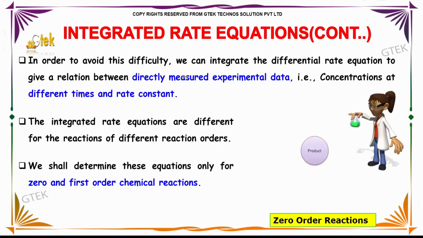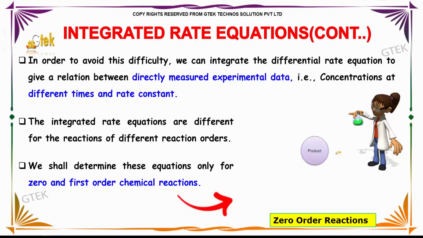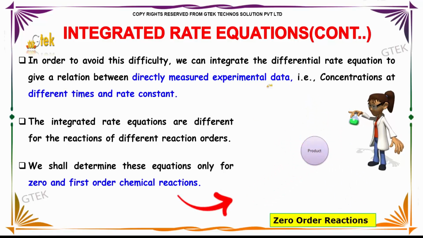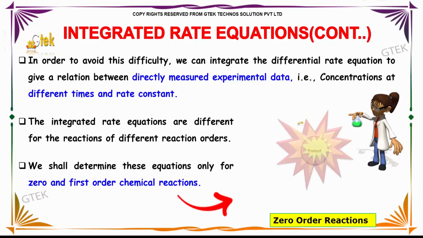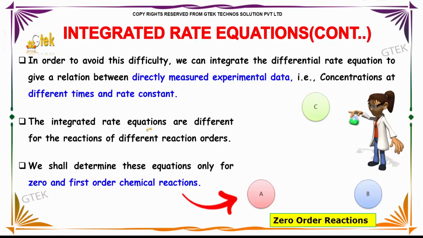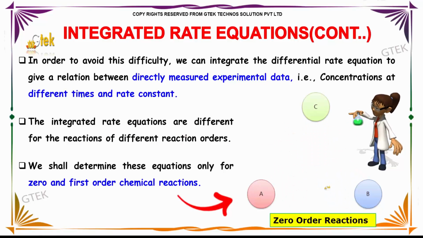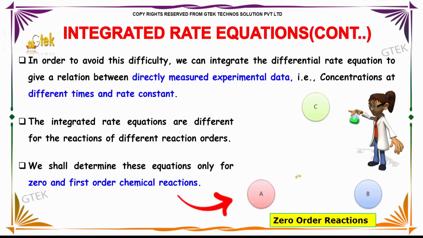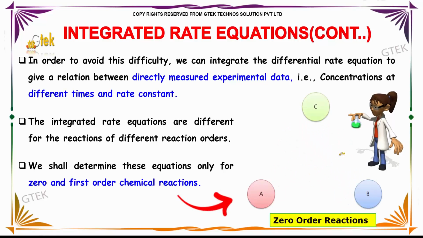In order to avoid this difficulty, we can integrate the differential rate equation to give a relation between directly measured experimental data, that is, concentration at different times, and the rate constant. The integrated rate equations are different for reactions of different reaction orders. We shall determine these only for zero and first order chemical reactions.